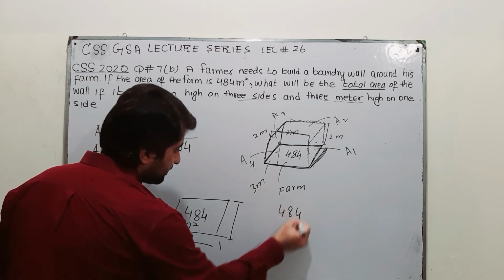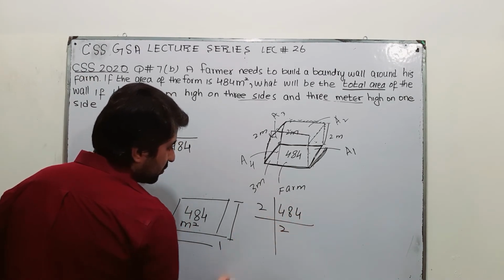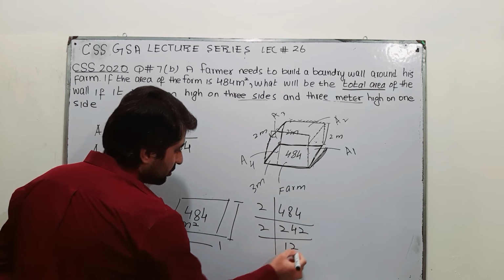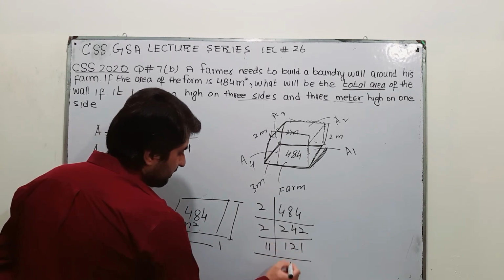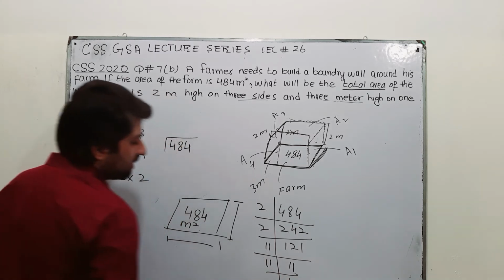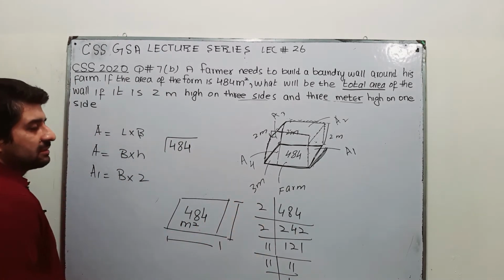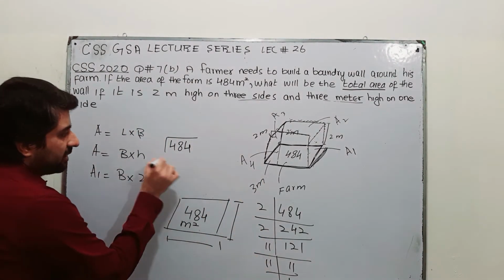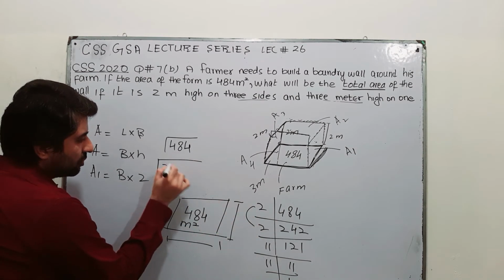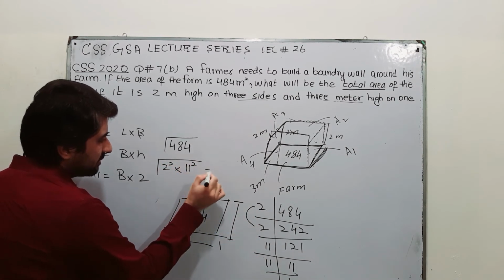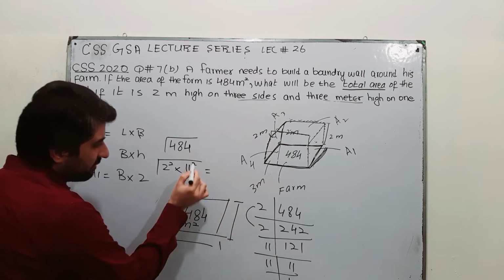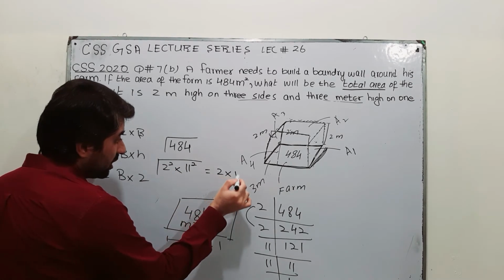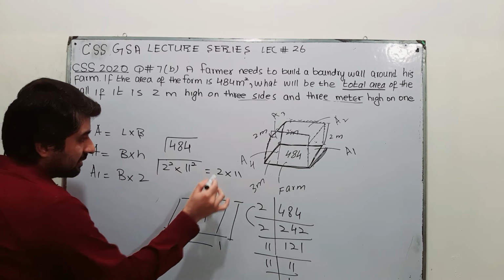Or maybe you can do prime factorization. Let us do prime factorization. 484 divided by 2 is 242, divided by 2 is 121, then 11 times 11. These are prime factors, as I have explained in one of my lectures in the lecture series. So you can write the square root of 484 as 2 into 2, 2 square, 11 into 11, 11 square, and the fact known is that square and square roots cancel each other. It will be 2 into 11.